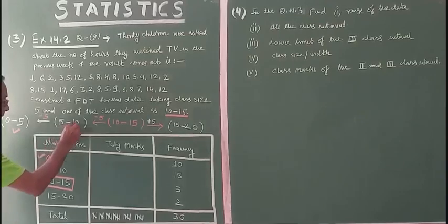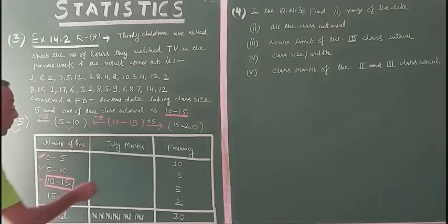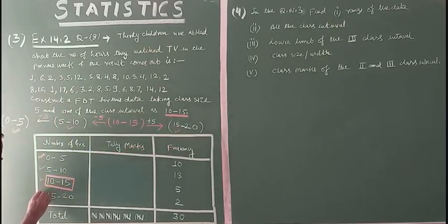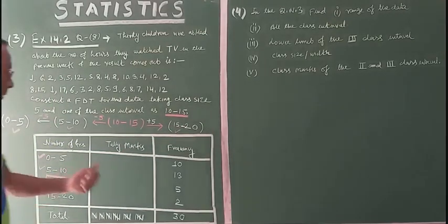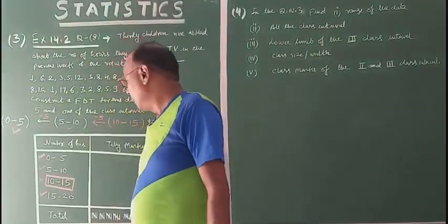5 to 10 is here. 10 to 15 is here. 15 to 20 is here. These are our class intervals. Now the tally marks and the frequency. So just look here, 0 to 5.